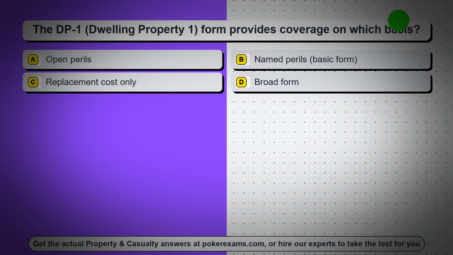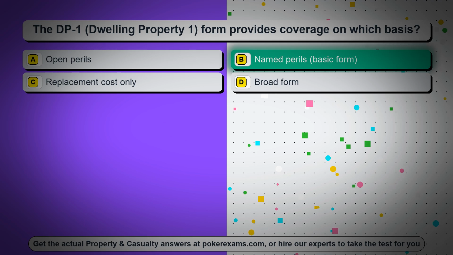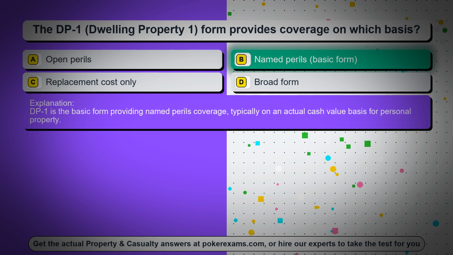Question 53. The DP1, dwelling property 1, form provides coverage on which basis? Option A, open perils, option B, named perils, basic form, option C, replacement cost only, option D, broad form. The correct answer is option B, named perils, basic form. DP1 is the basic form providing named perils coverage, typically on an actual cash value basis for personal property.